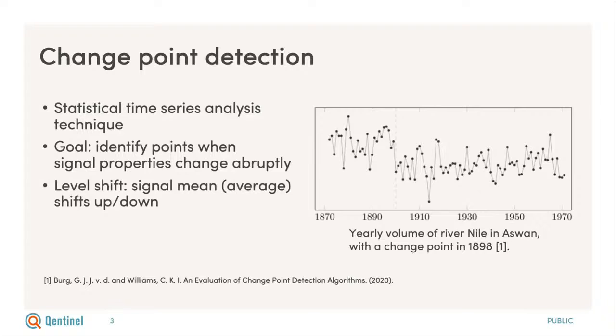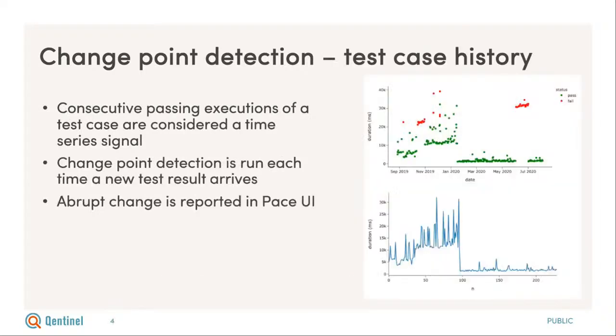On the right-hand side of the slide, you can see the yearly volume of the River Nile in Aswan. There is a change point in the year 1898 where the river volume shifted lower because a dam was built. In the context of test cases, consecutive passing executions of a test case are considered a time series signal.